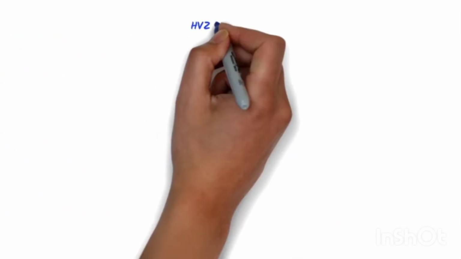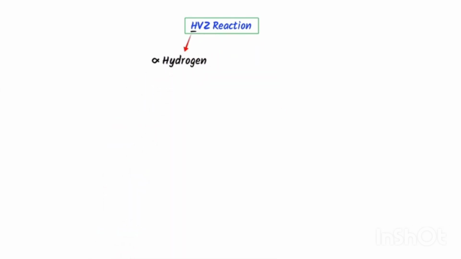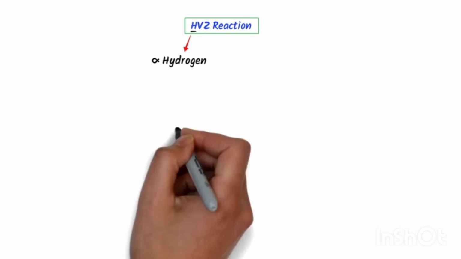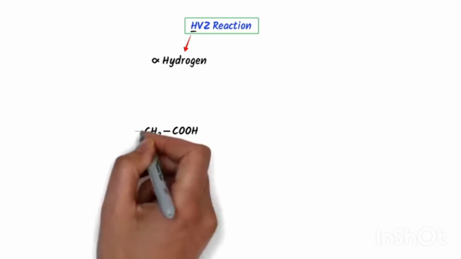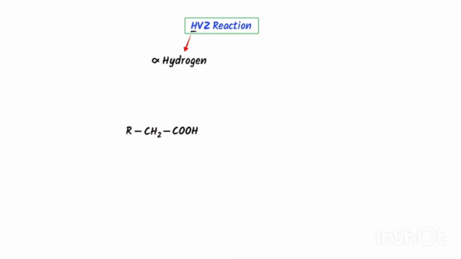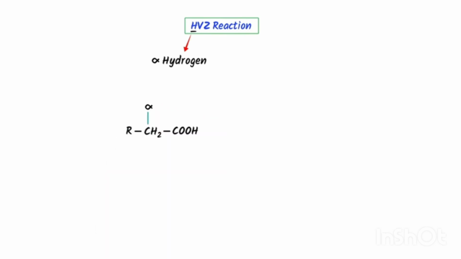Let me teach you the HVZ reaction. Well, this H in HVZ always reminds me that alpha hydrogen is displaced. Now what is alpha hydrogen? I write a carboxylic acid group like COOH. I attach one carbon and one alkyl to it. Now this adjacent carbon, or second carbon after this carbon, is called alpha carbon. And the hydrogen attached to it is called alpha hydrogen.